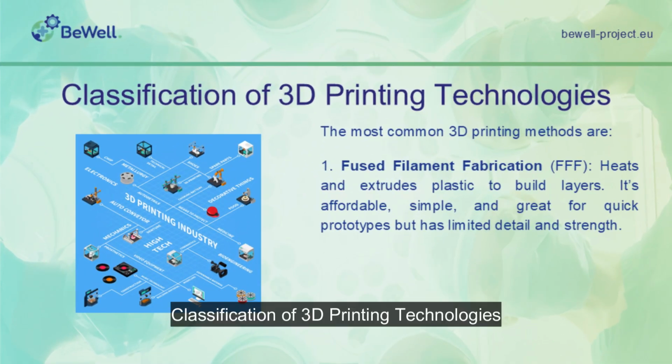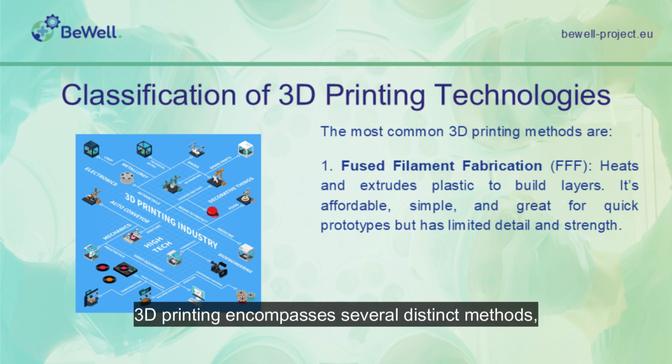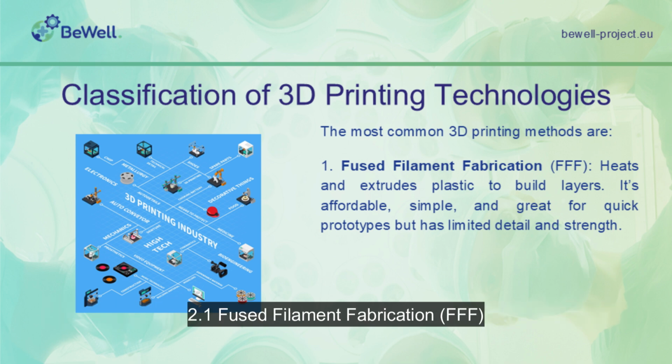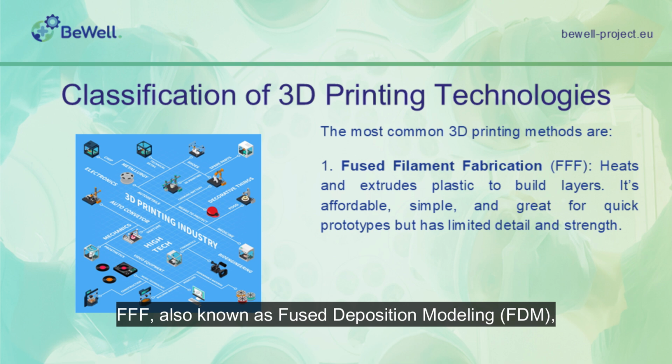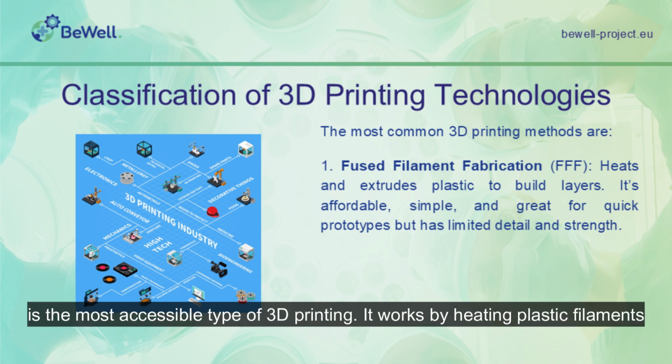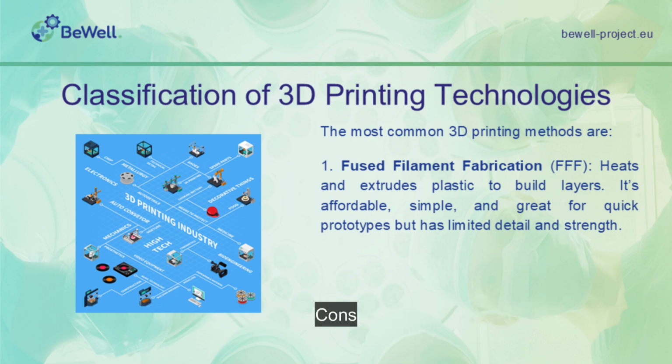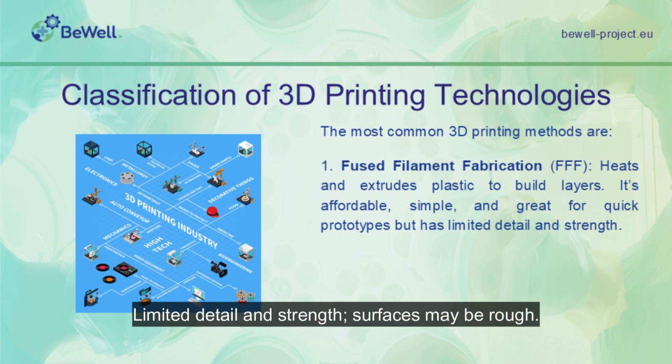Classification of 3D printing technologies. 3D printing encompasses several distinct methods, each suited to specific applications. Let's explore the most common ones. 2.1 Fused filament fabrication, FFF. FFF, also known as fused deposition modeling, FDM, is the most accessible type of 3D printing. It works by heating plastic filaments and extruding them through a nozzle to build layers. Advantages: affordable, easy to use, and great for quick prototypes. Cons: limited detail and strength, surfaces may be rough.